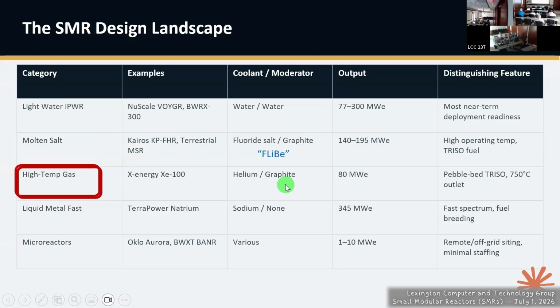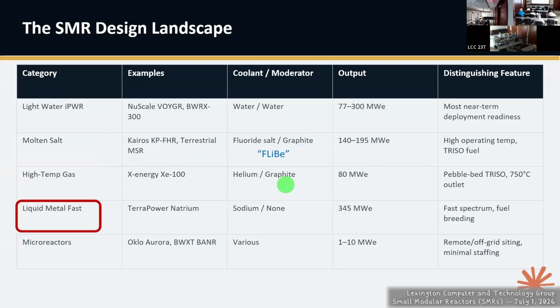Then there's using liquid metal, like TerraPower and Natrium. I think Bill Gates has used this in TerraPower. And then we have the microreactors, which we're not going to talk about, 1 to 10 megawatts for remote off-grid siting with minimal staffing. Now, who would want that? I think maybe a logging camp or something like that. Well, guess who's funding it? The United States military. And I wonder why they're funding microreactors.